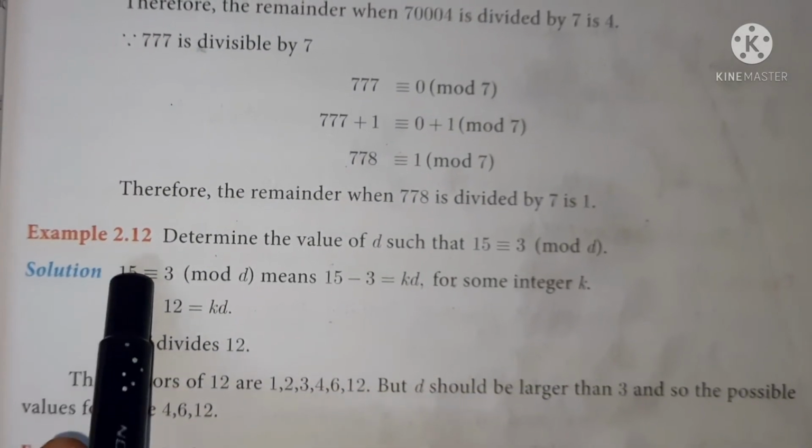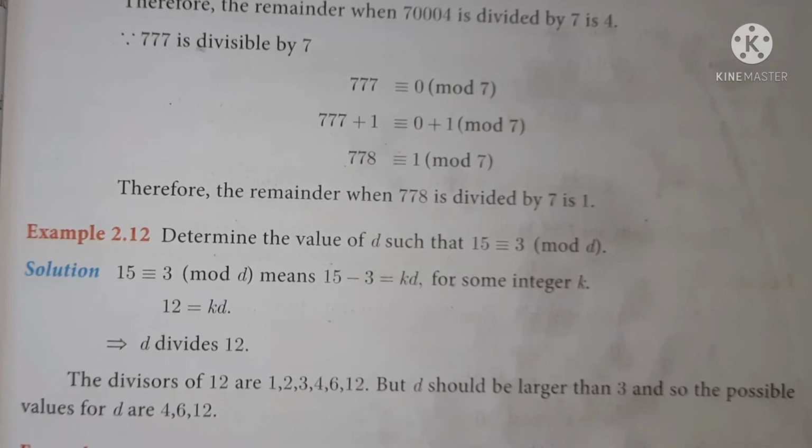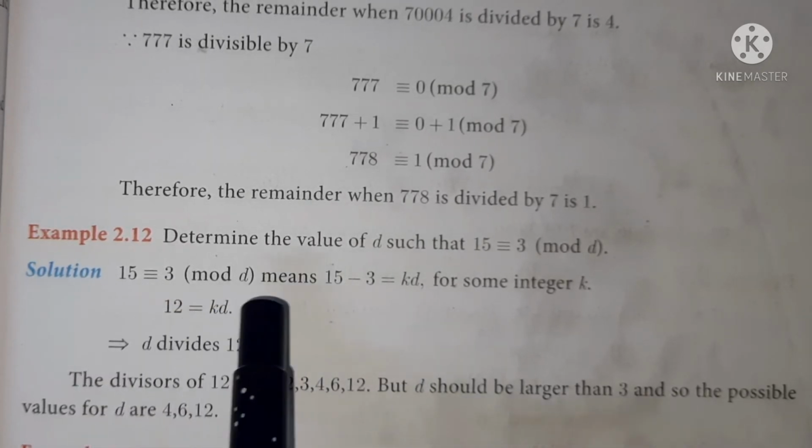Example number 2.12. Determine the value of d such that 15 congruent 3 mod d. Given 15 congruent 3 mod d. Here 15 is the dividend, d is the divisor, 3 is the remainder. To find the value of d, 15 congruent 3 mod d.